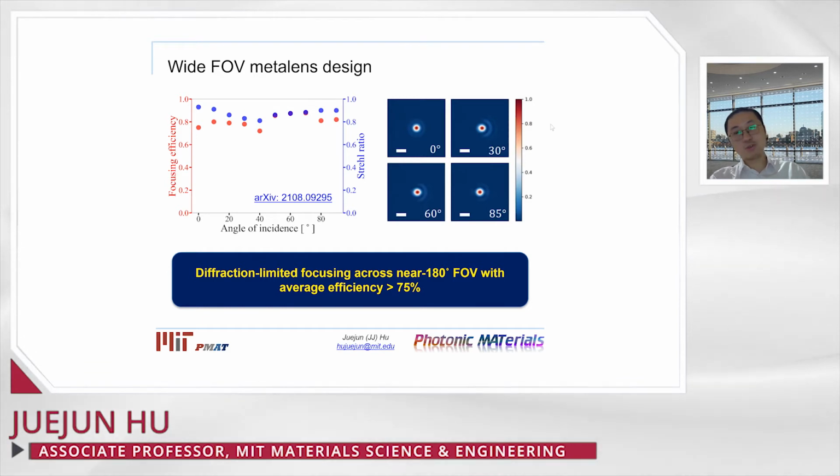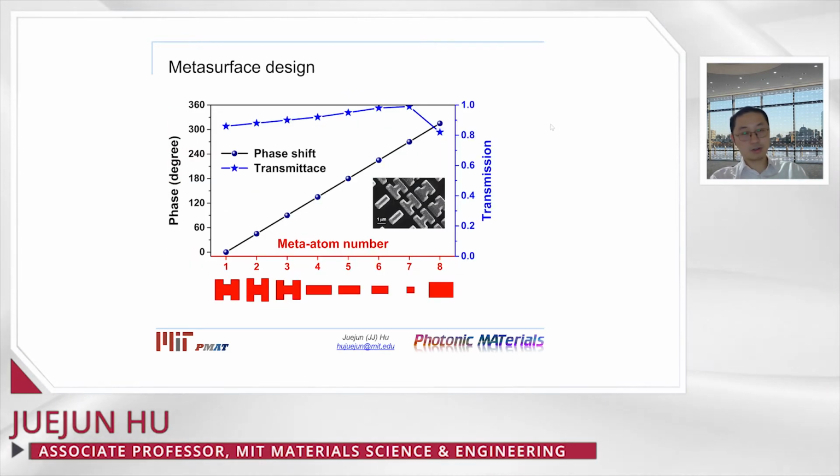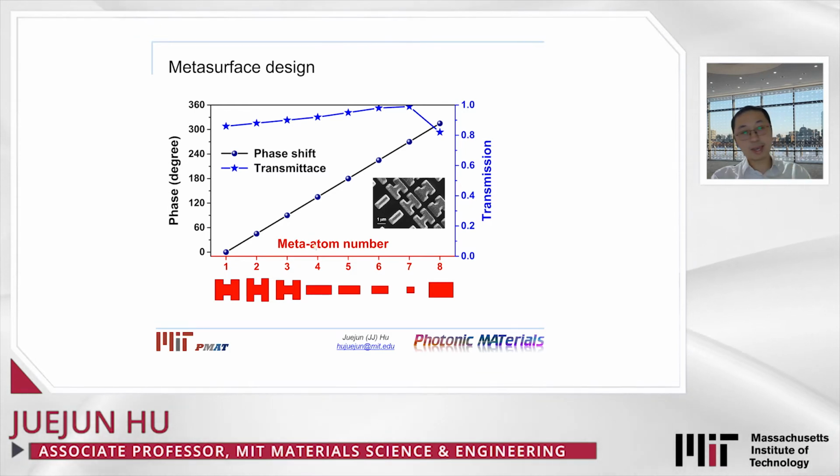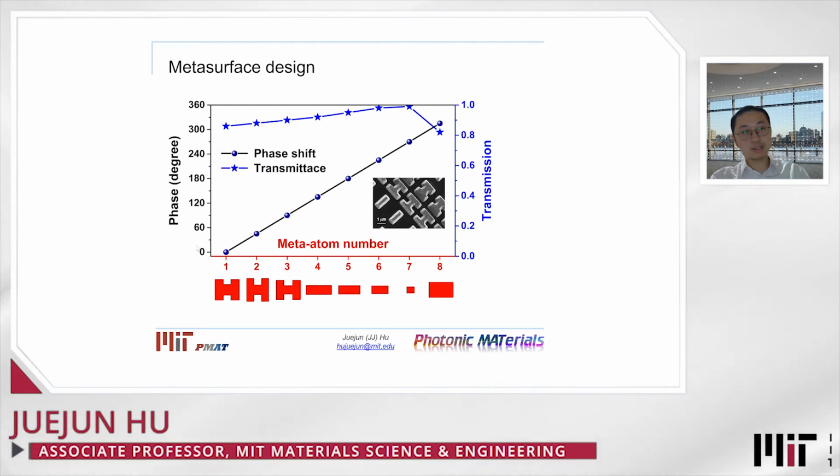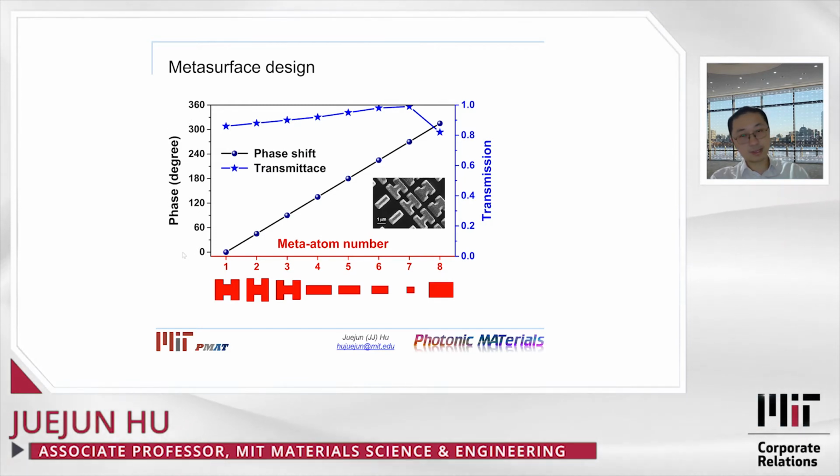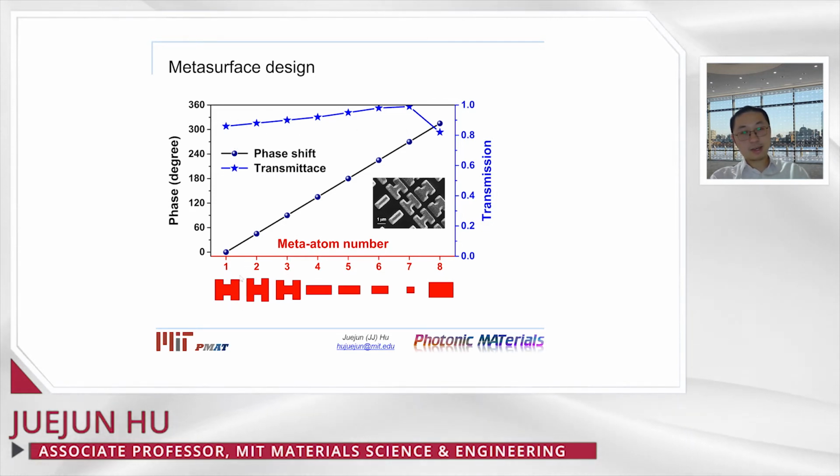Our next step is then to implement such a theoretical design into a practical experiment. So in our experiment, we started out by selecting an array of antennas, or meta-atom geometries, that allows us to cover the full 360 degrees of optical phase, 2 pi phase, and at the same time maintain a high optical transmission efficiency. The antennas assume the shapes of the letter H as well as this rectangular geometry, and then these meta-atoms are fabricated using standard lithography on a transparent substrate.